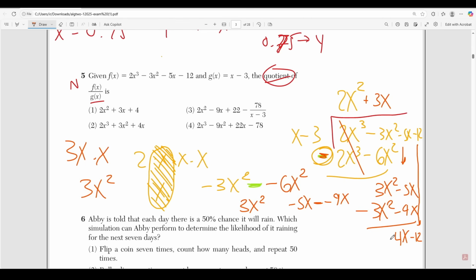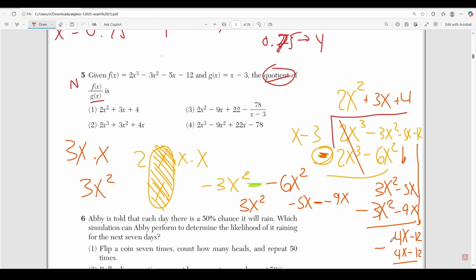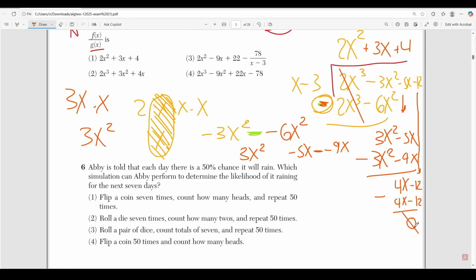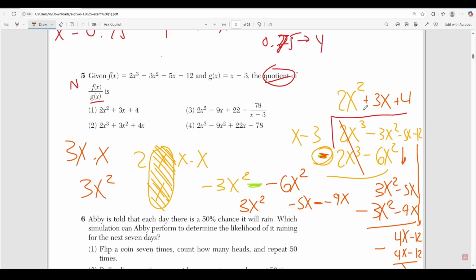How many times does x go into 4x? Well, 4 times. That's 4x, and then negative 3 times positive 4 is negative 12. If we do the subtraction, this entire bottom is equal to 0. So what we have is no remainders, and my answer has to be choice 1.